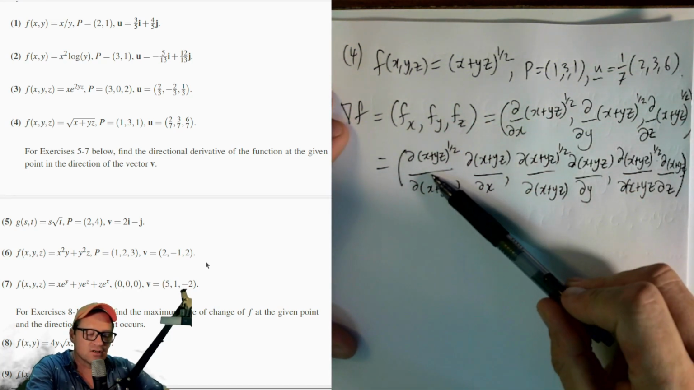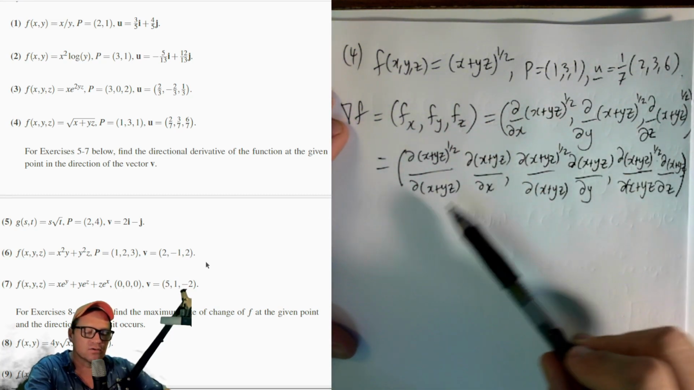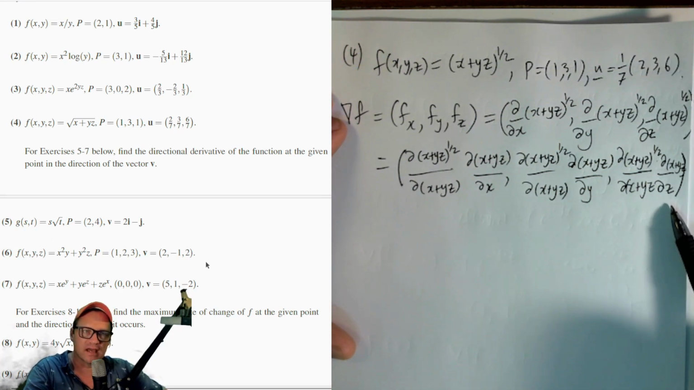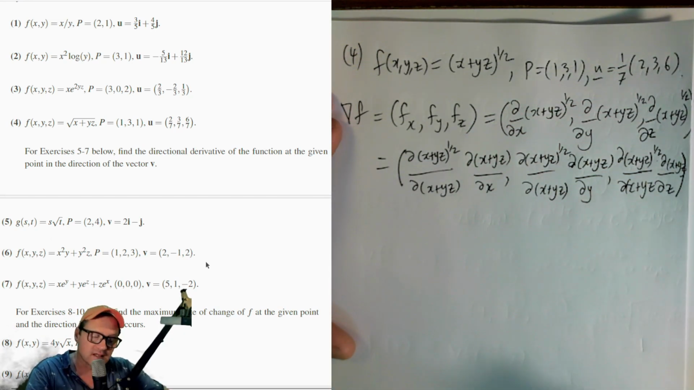So this is du to the half with respect to u times du on dx, and then similarly with respect to y and with respect to z. I've set out the chain rule. All right, so now let's simplify this.